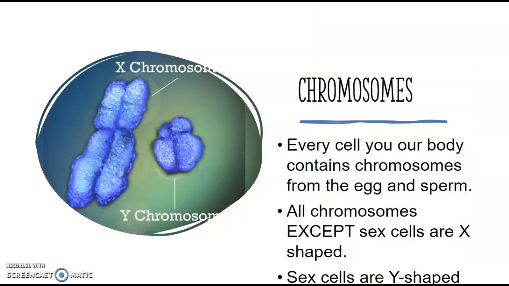So what chromosomes basically are is every cell in your body contains chromosomes from this egg and the sperm, and all chromosomes, which is basically like a blueprint or genes of who you are, all chromosomes except for sex cells are X-shaped, and the sex cells are Y-shaped chromosomes.